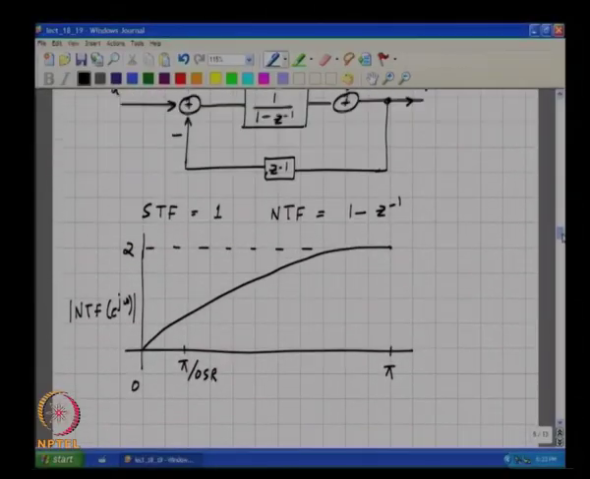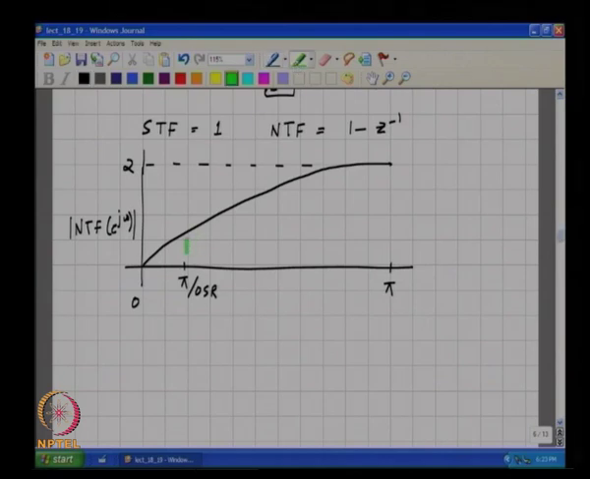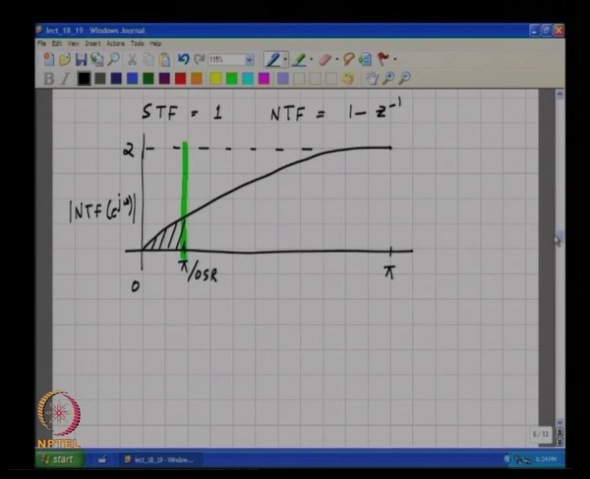So, with that understanding, we do not really worry about the fact that this gain here is much greater than 1. We are only interested in that portion of this noise transfer function which lies between 0 to pi by OSR. So, we are interested in integrating the noise after the quantization noise has been passed through a transfer function which looks like this. We are only interested in this part, correct. So, what is the spectral density of the quantization noise?